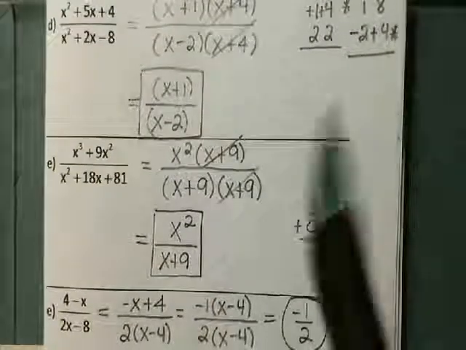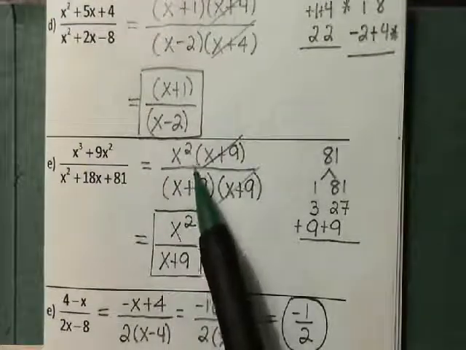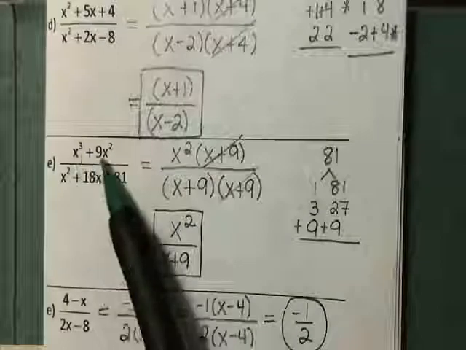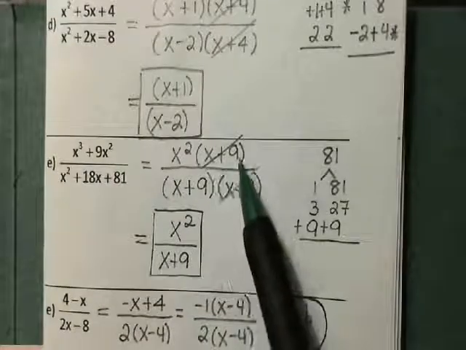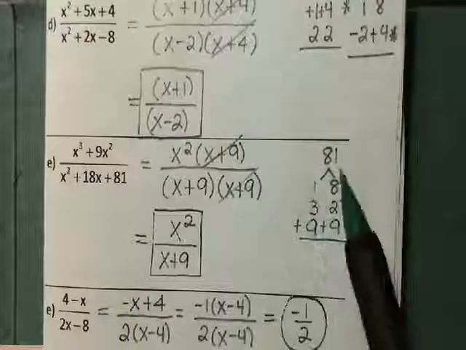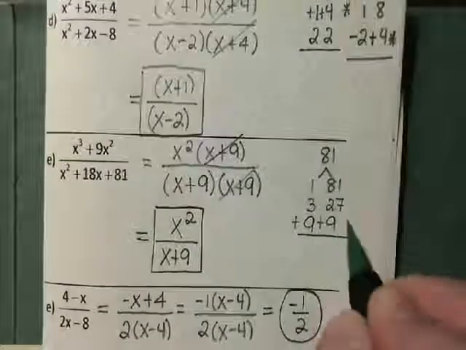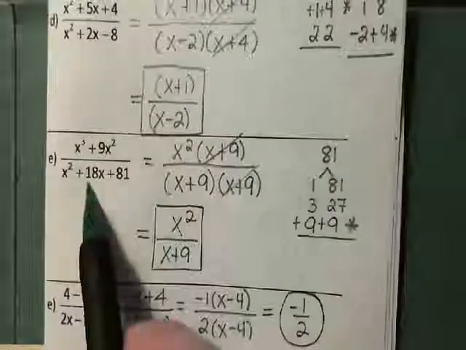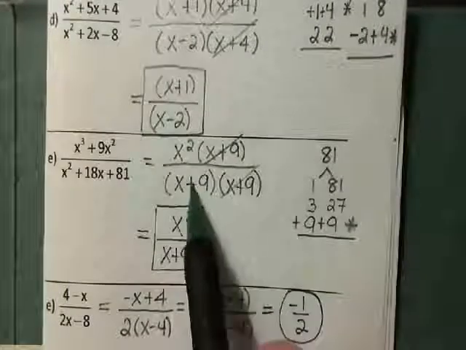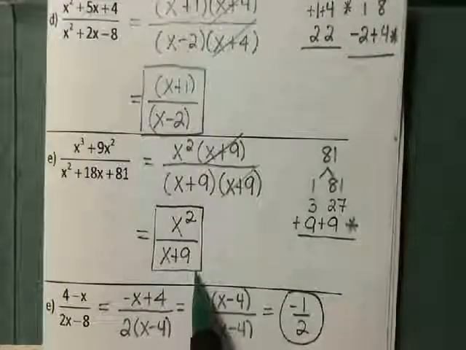On letter E, I factor out x squared from both of them on top, and I got x plus 9. I wrote 81 over here, broke it down, and I noticed that 9 and 9 will give me the 18. Signs are positive. Now I can cancel the x plus 9.